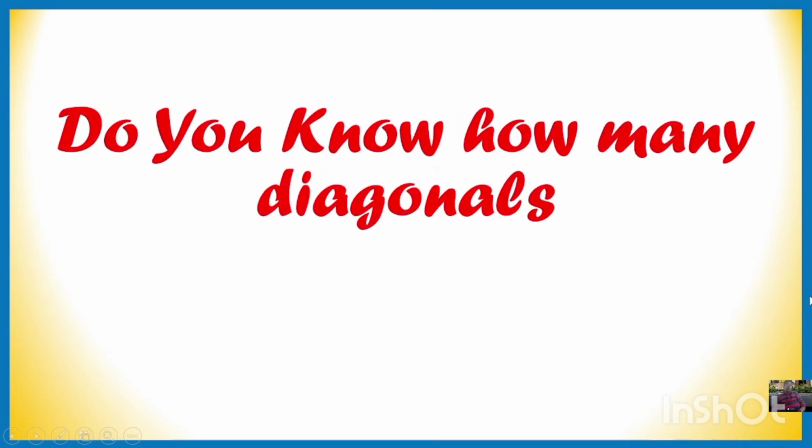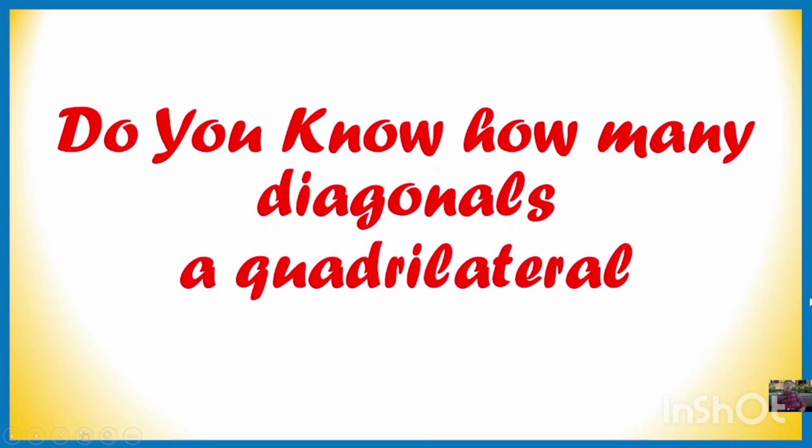And dear students, do you know how many diagonals a quadrilateral has? Of course, everyone knows this. But if I ask you how many diagonals a polygon having 20 sides, or 50 sides, has, it is a very difficult task for you. So in this class I am going to explain how many diagonals a polygon has, and after this class you can find out how many diagonals a polygon has with any number of sides.